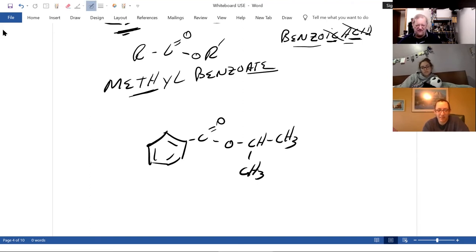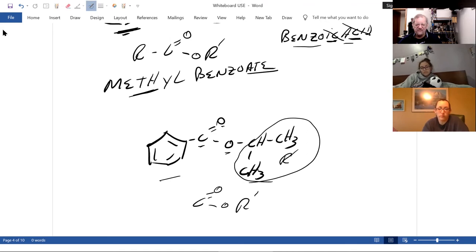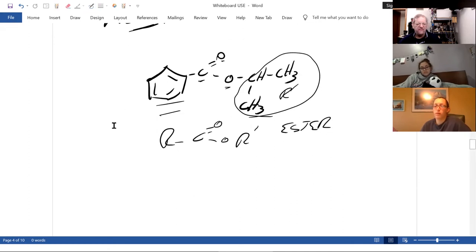All right, let's do it. I think everybody's done. What's different? Ooh, benzene ring. Nah. Carbon with oxygens here and here. Carbons here, which I'll call R prime. Carbons here, R ester. How do I name it? Give myself a little more room. Name R prime in front as the alkyl group it is, isopropyl.